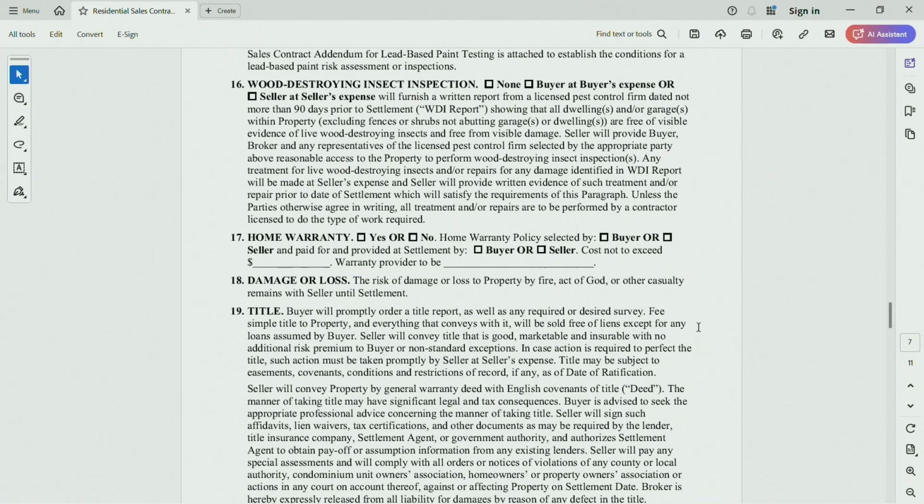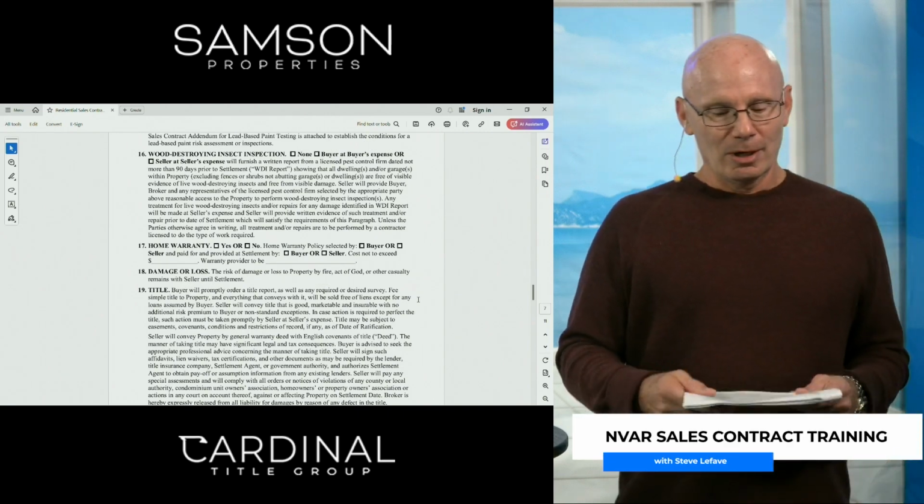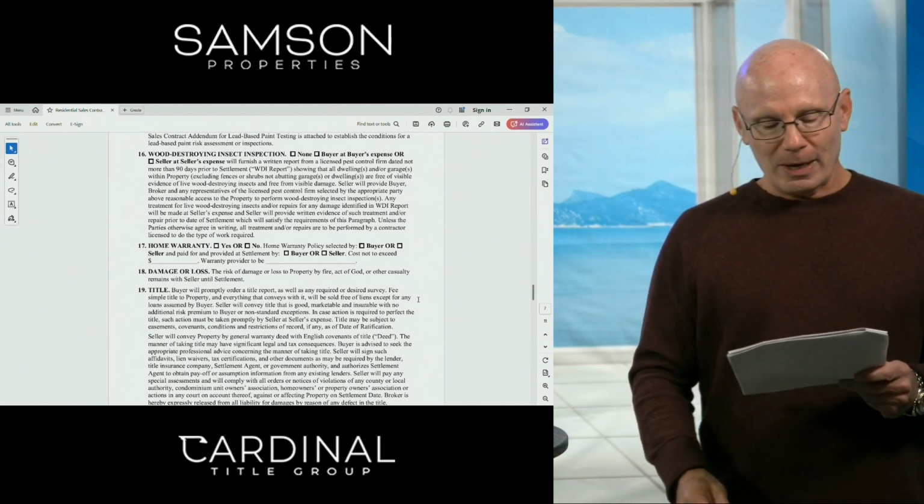Now, not all loans require a wood-destroying insect inspection. So if you're competing and you're trying to remove things from your contract and all that kind of stuff, if you're conventional financing or cash buyer, you don't have to necessarily do these type of things. But if you do, make sure you check the appropriate box.